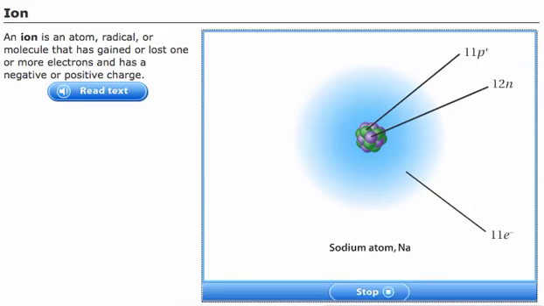An ion is an atom, radical, or molecule that has gained or lost one or more electrons and has a negative or positive charge. For example, when a sodium atom loses an electron, it becomes a sodium ion. Sodium ions have a positive charge. Other atoms become ions by gaining an electron. For example, when a chlorine atom gains an electron, it becomes a chloride ion. Chloride ions have a negative charge.